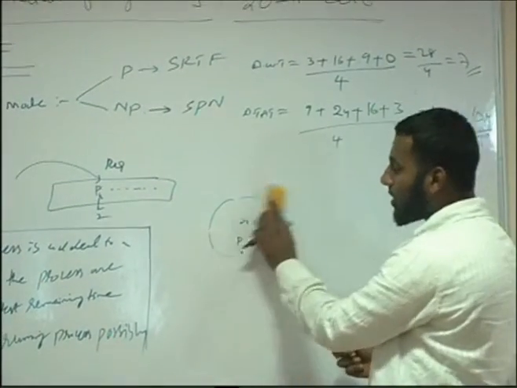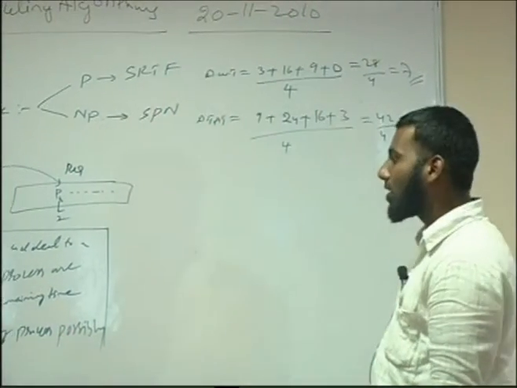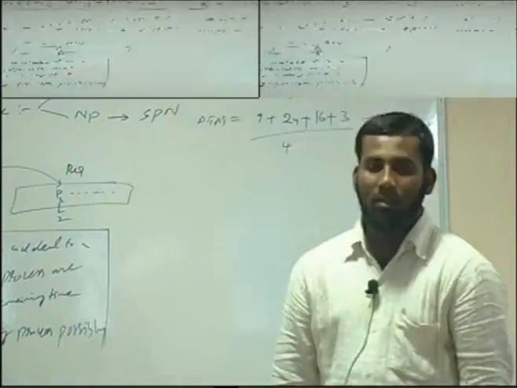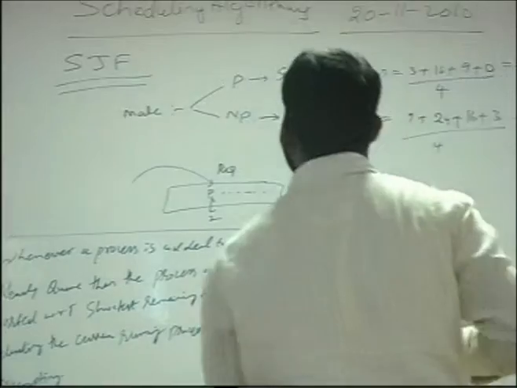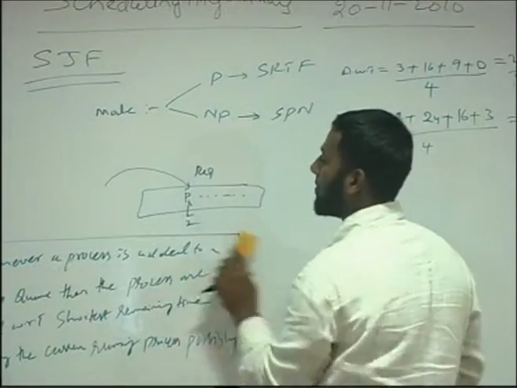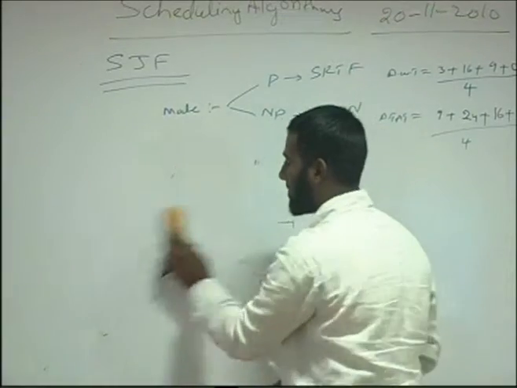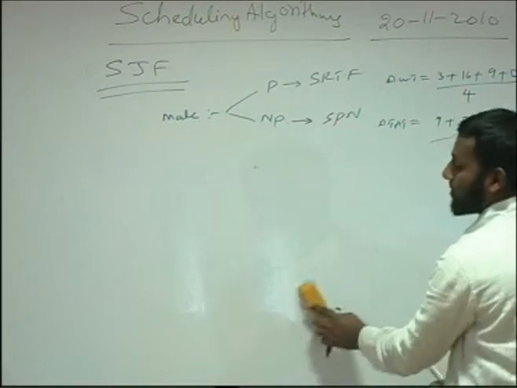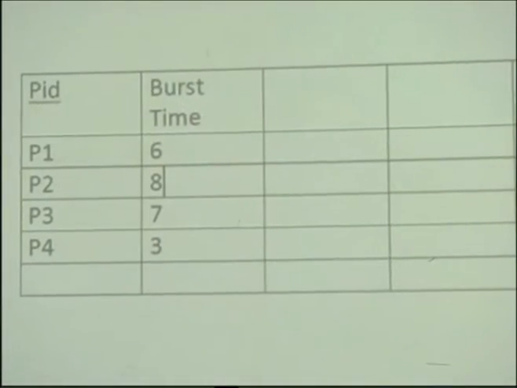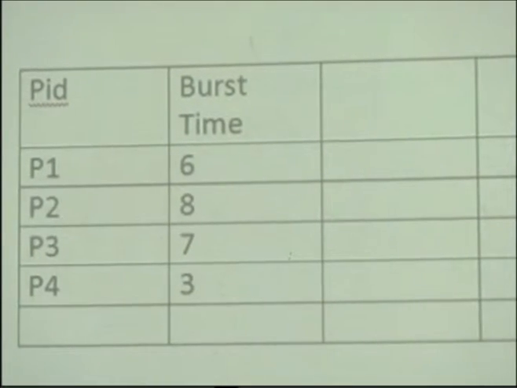So keeping this in mind, let us find out what is the average waiting time and average turnaround time for this process. Okay. So we'll take the same example. If we take the same example, then I think we don't see any difference. Here, if you take the same example, then preemption and non-preemption work in the same way.